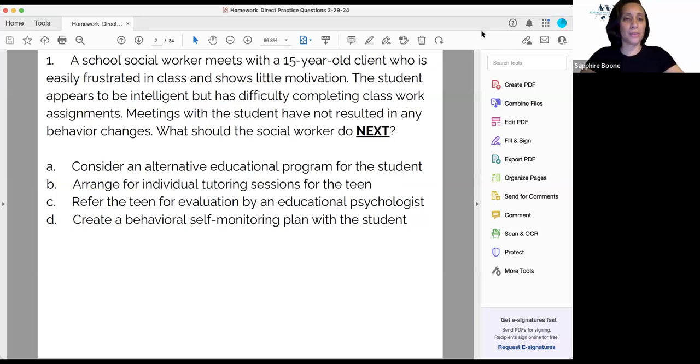So let's see what phase we're in. It looks like we know kind of what's going on. We know that the student's having difficulty completing classwork, but is intelligent. We're meeting with the student, but we're not being successful in anything that we're doing. So I did see one person say intervention, but I think because the interventions aren't working, we might need to reevaluate what's going on.